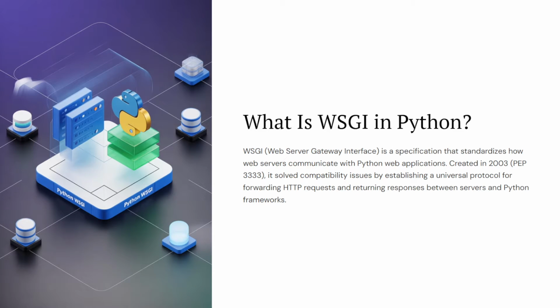In this video, we are going to look at what WSGI is in Python. So WSGI, Web Server Gateway Interface, is a specification that standardizes how web servers communicate with Python web applications. It was created in 2003, PEP 3333. It solved compatibility issues by establishing a universal protocol for forwarding HTTP requests and returning responses between servers and Python frameworks.